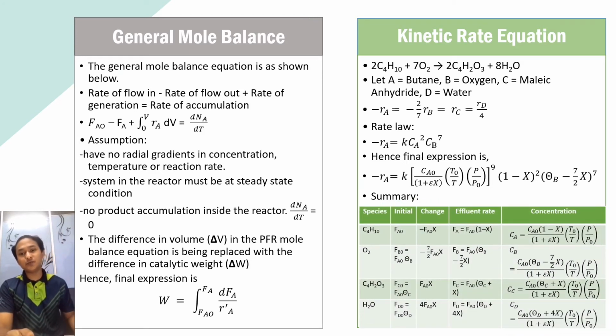So for the kinetic rate equation, we see that 2 butane plus 7 oxygen will produce 2 maleic anhydride plus 8 water. The rate law expression we got is negative rA equals k CA squared CB to the power of 7, and the final expression we have is like this, and the summary we can see there.